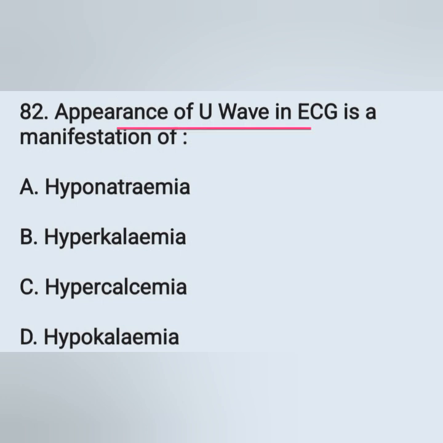Appearance of U wave in ECG is the manifestation of. Options. Option A, hyponatremia. Option B, hyperkalemia. Option C, hypercalcemia. Option D, hypokalemia. Appearance of U wave is the manifestation of hypokalemia.